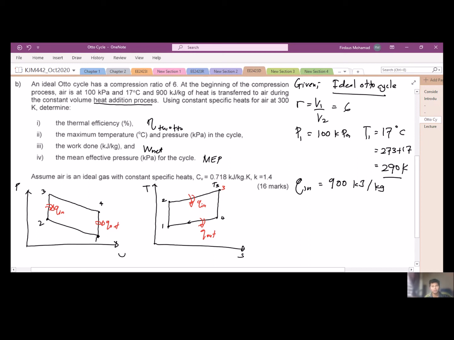Using constant specific heat, so Cp and Cv, you need to determine the thermal efficiency for the Otto cycle. The maximum temperature and maximum pressure in the cycle. Where is the maximum temperature? Refer to the TS diagram. Maximum temperature is at T3, so find T3, and maximum pressure is also at P3. And then work done, which is work net for this cycle, and the mean effective pressure in kilopascal. Assuming air is an ideal gas with constant specific heat, Cv equal to 0.718 kilojoule per kilogram Kelvin, and k equal to 1.4.